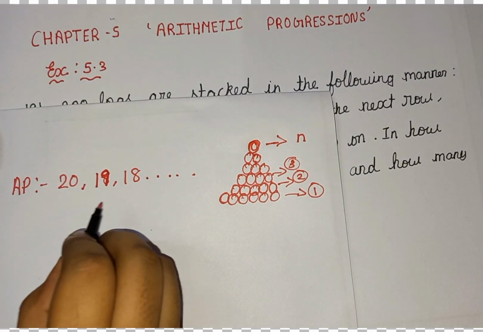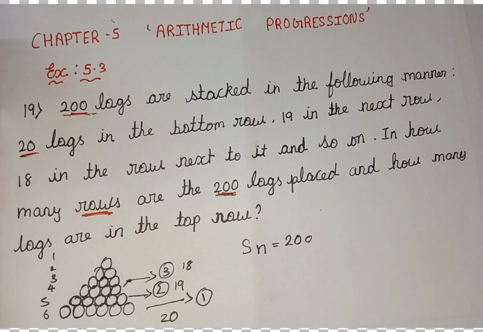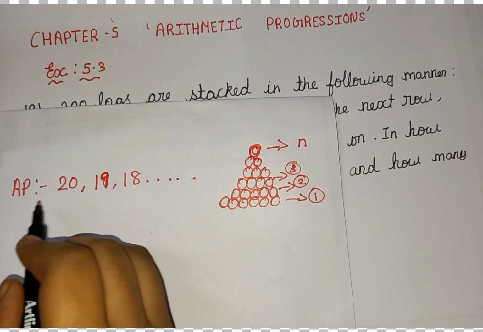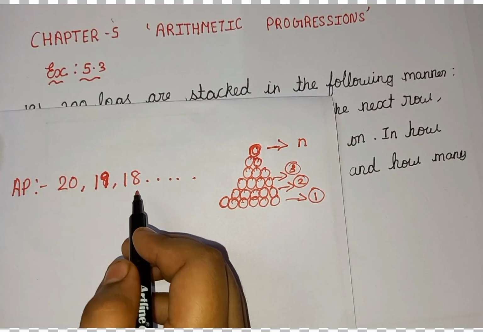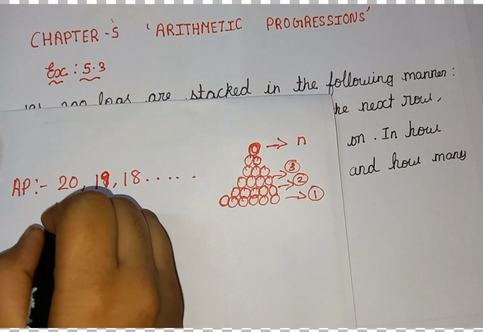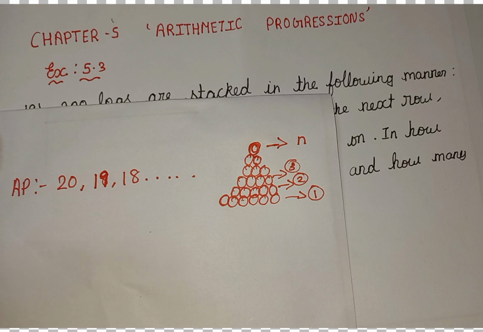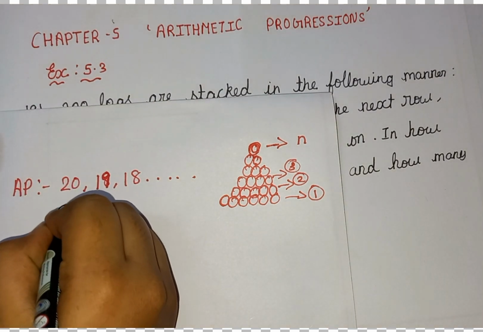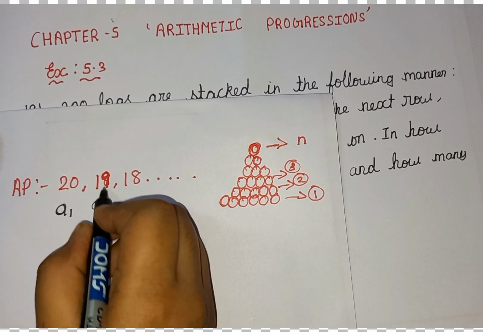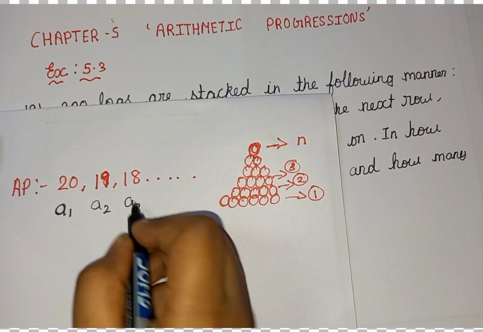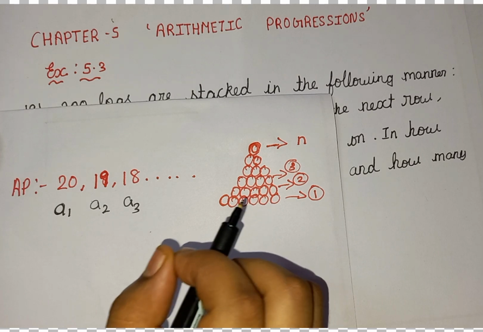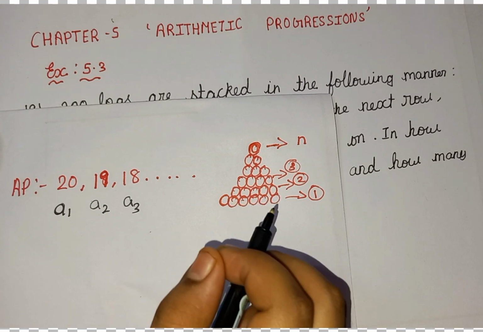These are all logs, isn't it? 20 logs in the bottom row, like that we have logs. So 20 logs, 19 logs, 18 logs and so on. Here you can see this is an AP. In this AP, A1 means the first row. In the first row there are 20 logs, in the second row there are 19 logs, in the third row there are 18 logs, but we don't know how many rows are there to place 200 logs.